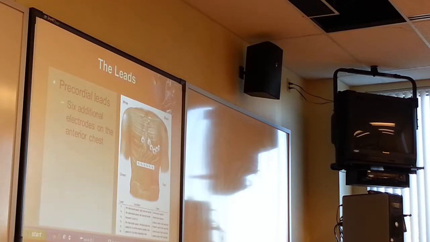Okay. Precordial leads. The 6 additional leads for your 12 lead. Okay? So where are we putting them? What's the space on the 6 leads? Where do we position them? That's what I was asking. Fourth intercostal space. Okay?